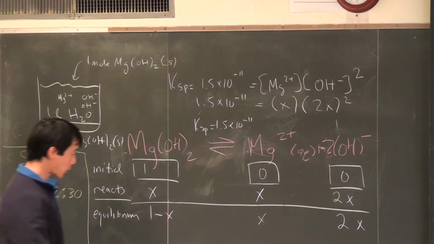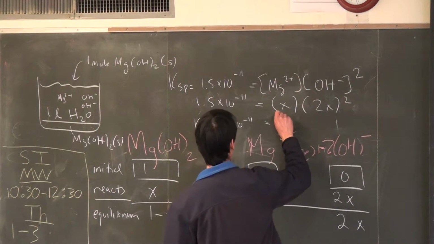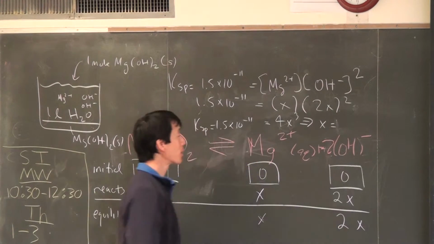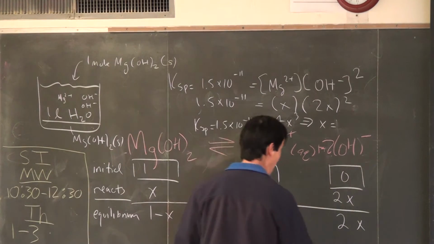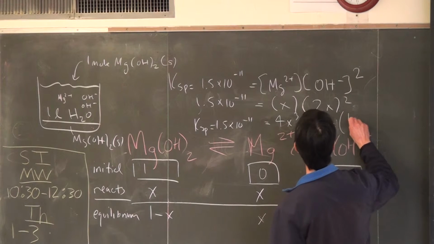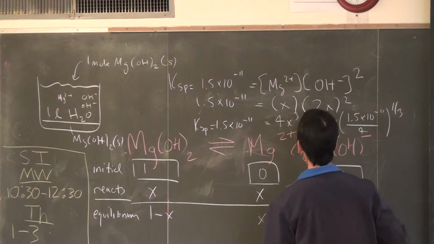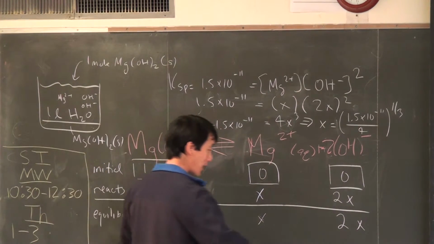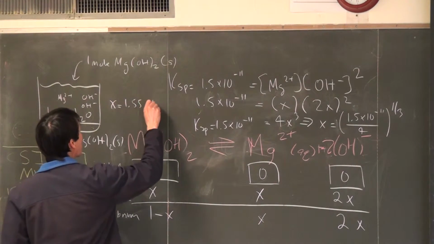So let's see, x times 2x squared is 4x cubed. So that's 4x cubed. And if we solve for x, that would be 1.5 times 10 to the minus 11 divided by 4, and that would be to the 1/3 power. That's 1.55. So x is 1.55 times 10 to the minus 4.